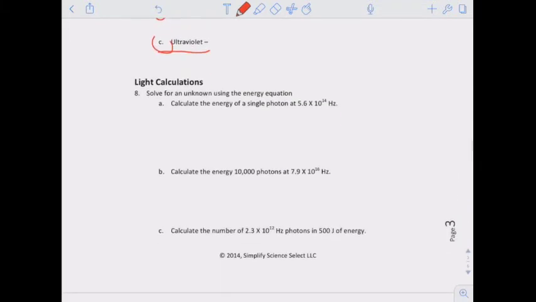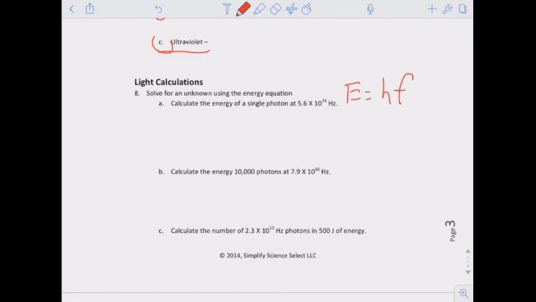Looking at light calculations, let's do a couple of these. It says calculate the energy of a single photon, and it gives us the frequency. We're using the equation energy equals Planck's constant times frequency. And so all we do here, it's of a single photon, so it's just multiplied by 1. We can put the integer in here and just put a 1 there. You can add that to the equation, or you can do it afterwards.